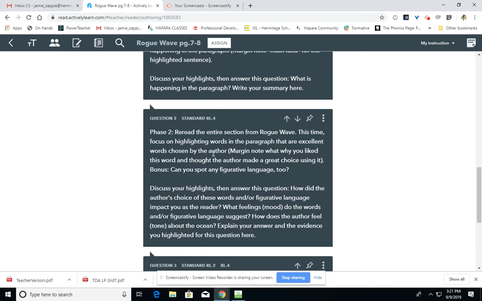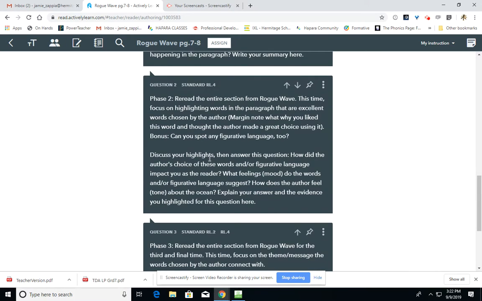So I would like to see you highlight a minimum of 2 to 3 words. And then the margin note, I want you to explain why you like the word and thought the author made a great choice in using it. Okay, so we're looking at specific words that you think were excellent words chosen by the author, but as a bonus, if you can spot a specific figurative language element used by the author in this piece, feel free to add that too. But make sure, even if you find a figurative language element used by the author in that section, make sure you have 2 to 3 specific one words that you think were great choices that the author used within that paragraph, and explain why you like that choice.